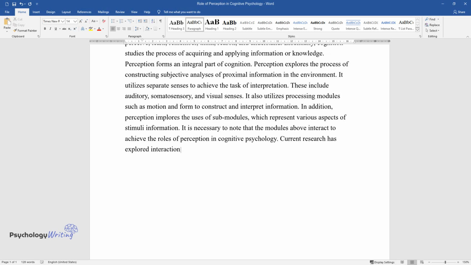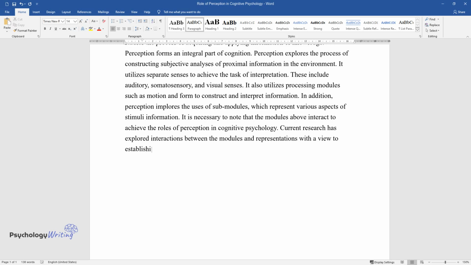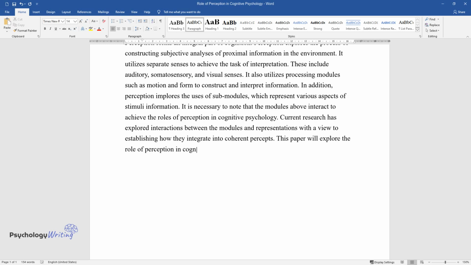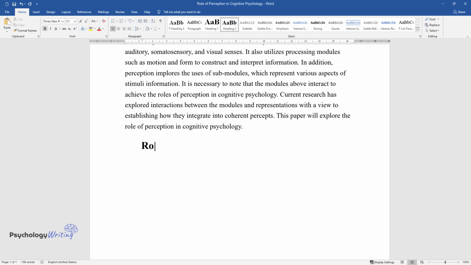Current research has explored interactions between the modules and representations with a view to establishing how they integrate into coherent percepts. This paper will explore the role of perception in cognitive psychology. Role of perception in cognitive psychology.